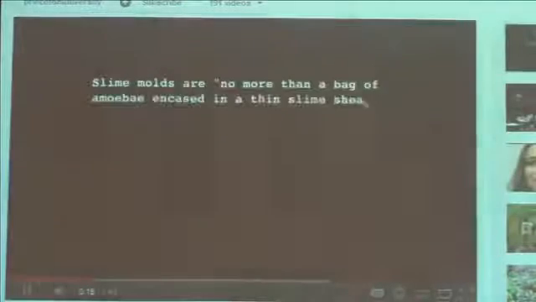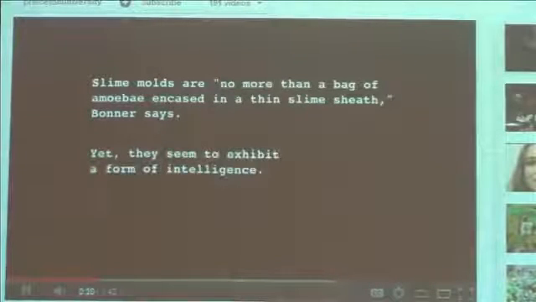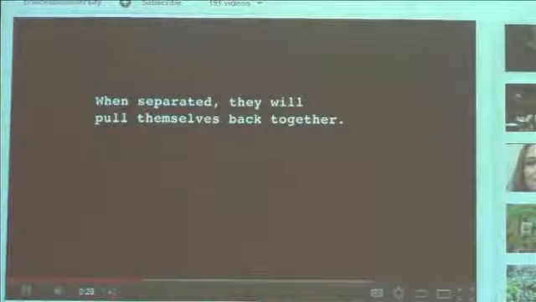These are little amoeba-like structures. When food gets scarce, they start to come together.